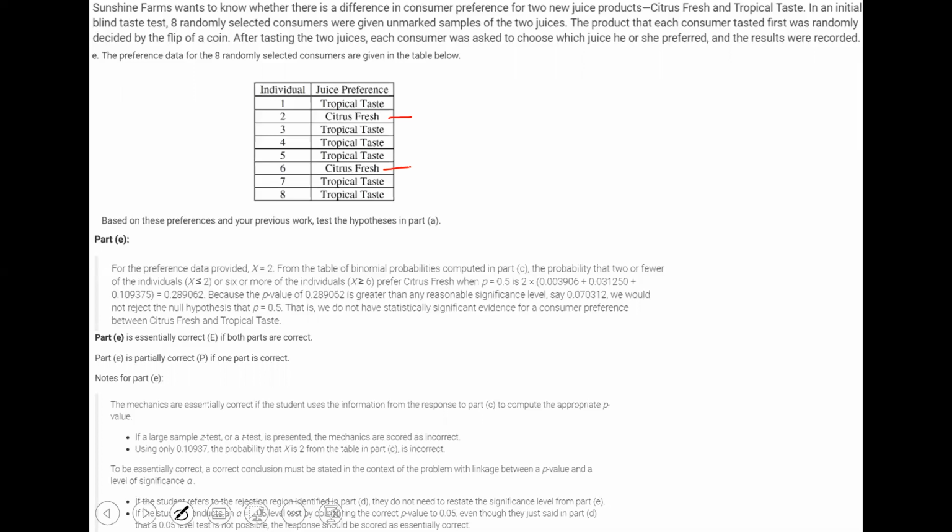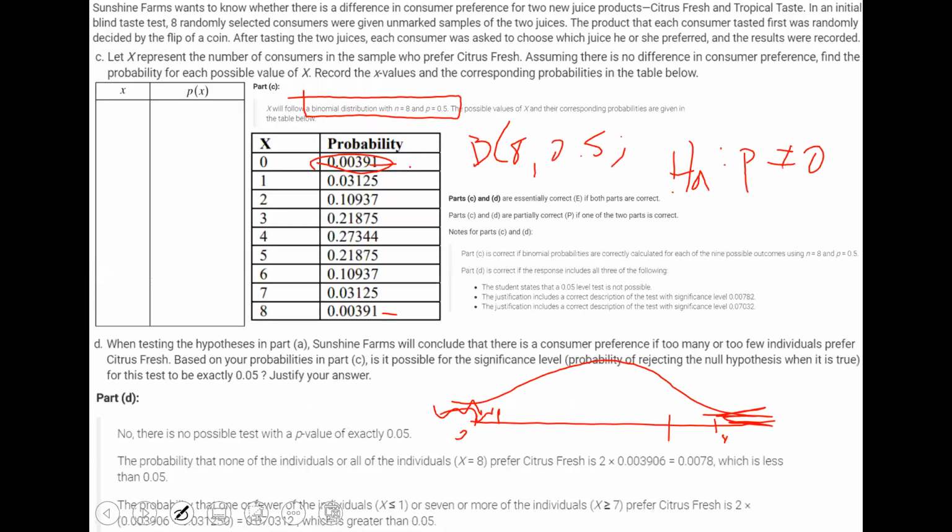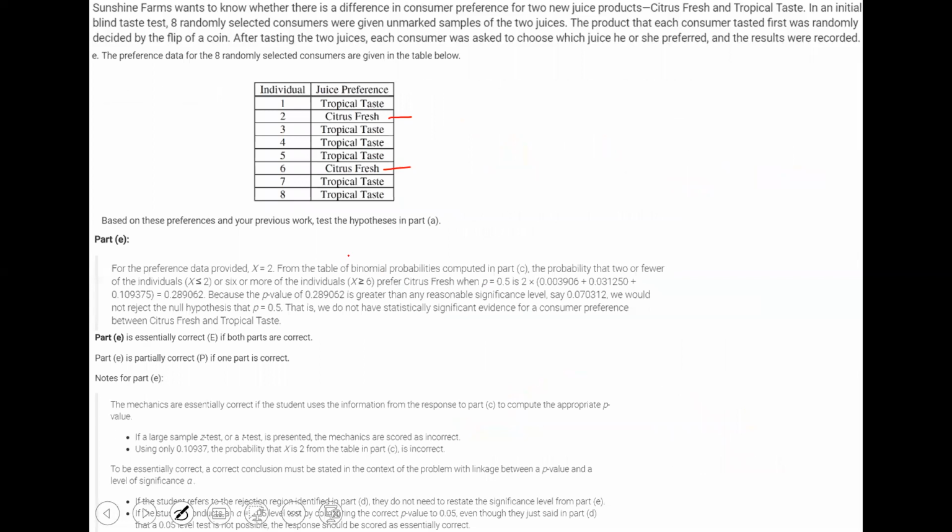The probability that fewer than 2 people or more than 6 people, because it's a two-sided, two-tail test, is basically you're adding these and then adding that, right? And so that's how they got this number, and it's greater than any reasonable significance level, right? Because this is basically the p-value. When you're adding the area, you're getting the p-value. So 0.289 is greater than 0.05, 0.01, 0.1.